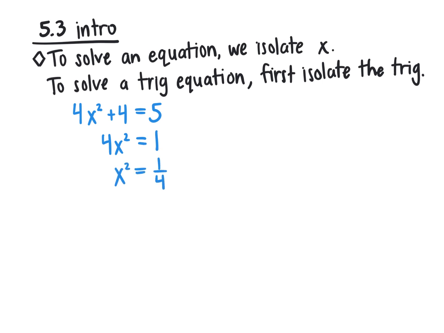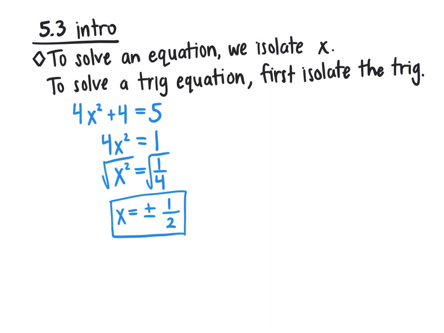And then my last step is going to be to square root both sides. Again, the goal is get x by itself. x will equal plus or minus, because I choose to square root both sides, the square root of 1 over 4. The square root of 1 is 1, and the square root of 4 is 2. x is equal to plus or minus 1/2.